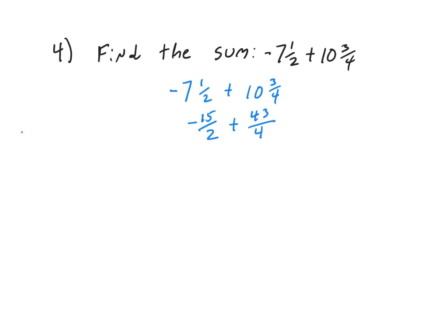And then to add two fractions, we need to have a common denominator. And it looks like the least common denominator for these two would be a 4. That means the second one can stay the same, but we're going to have to change negative 15 over 2 into something over 4. So 2 times 2 makes 4. 15 times 2 makes 30.